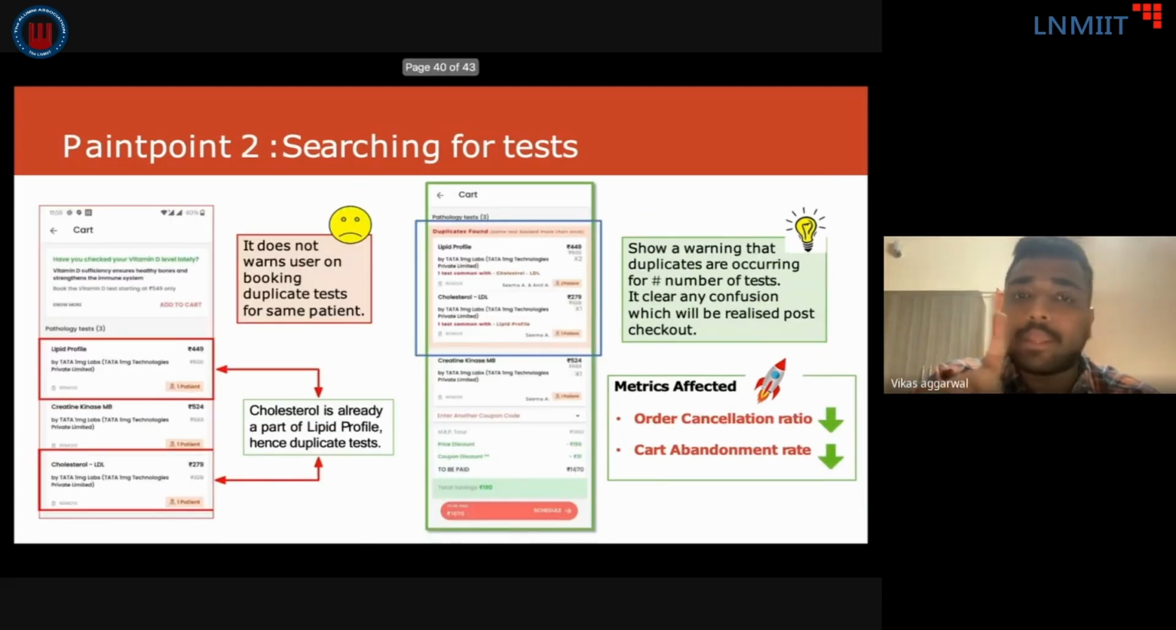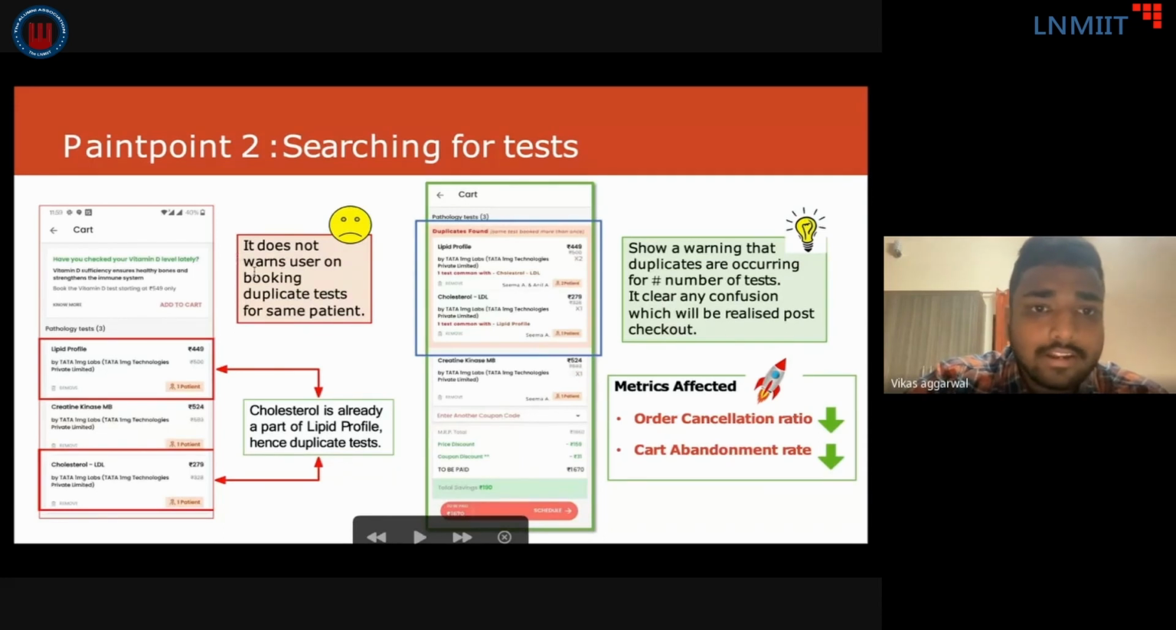ठीक है, पेन पॉइंट 2 क्या था, सर्चिंग फॉर द टेस्ट. देखो, it does not warn the user on booking the duplicate test for the same patient. कोलेस्ट्रॉल is already a part of lipid profile, hence duplicate test. देखो अगर तुम्हें थोड़ा बायोलॉजी की नॉलेज है, या मतलब you should have this knowledge, लिपिड प्रोफाइल टेस्ट और कोलेस्ट्रॉल एलडीएल, these are same tests. इनके जो रिजल्ट्स आते हैं ना वो सेम आते हैं.